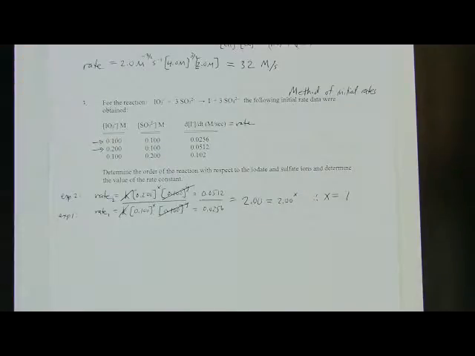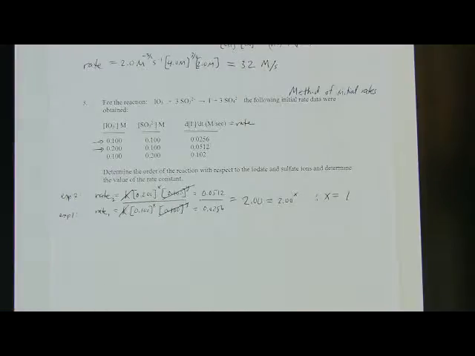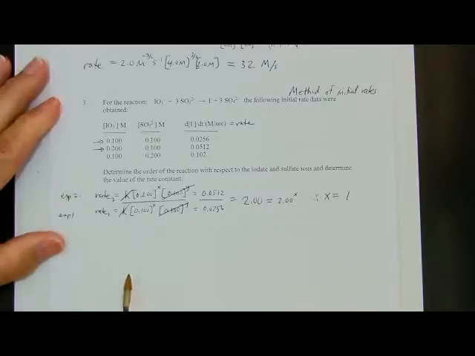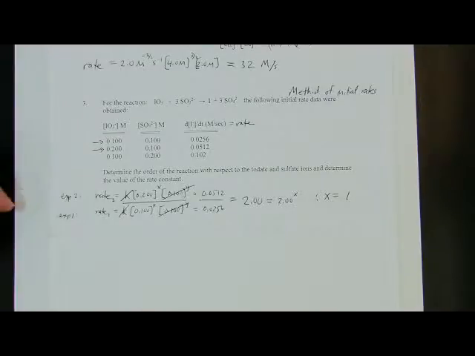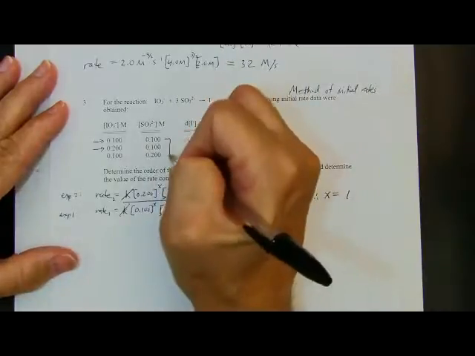Okay, so what would we do to get the value of y? Choose 2 different experiments that have the same, like the iodide. Yeah, which ones? Which ones have the same iodate? Which ones would I choose here? 1 and 3. So now I'm going to take those 2.